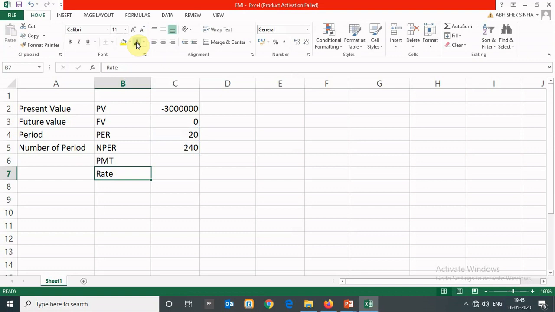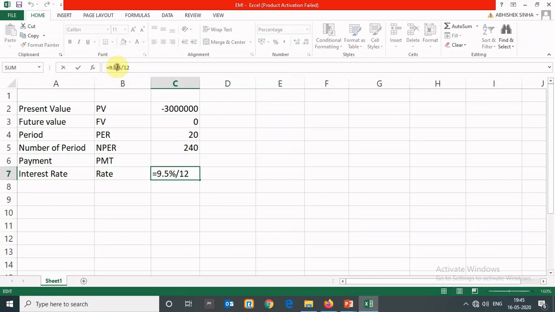The other one is the rate. What is PMT? PMT is basically the payment, that is the EMI that we are going to work out. And what is the rate? It is the interest rate, generally the loan interest rate. Suppose we are taking interest at the rate of 9.5%. We got 9.5% from the market. But as we have worked out NPER, and EMI is on a monthly basis, we also have to work out this interest rate on a monthly basis. So we have to divide it by 12.